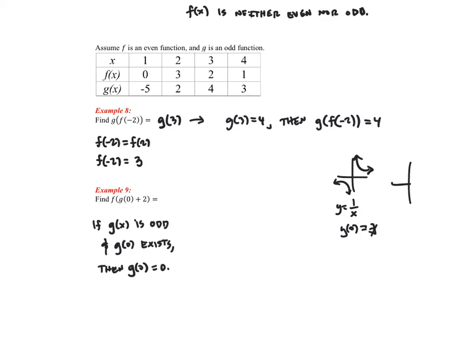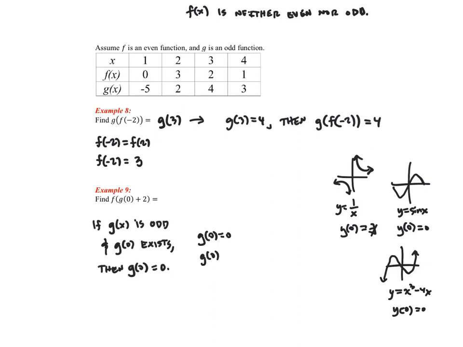But then the second function I showed you was sine x, right? So y equals sine x. Well, y of 0 equals 0. And then the third example I showed you was a cubic polynomial, I think it was y equals x to the third minus 4x or something like that. If y of 0 exists, it must equal 0 with an odd function. If it doesn't exist, then g of 0 doesn't exist. So I'm going to assume, based on this problem, that g of 0 exists. Therefore, g of 0 equals 0.